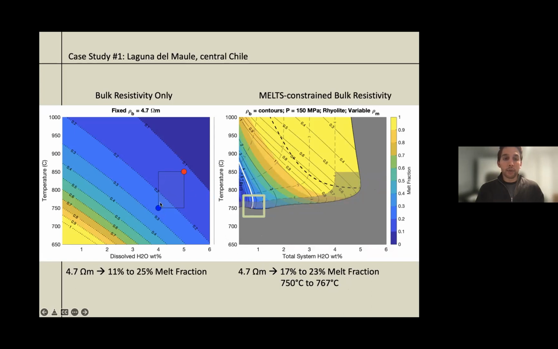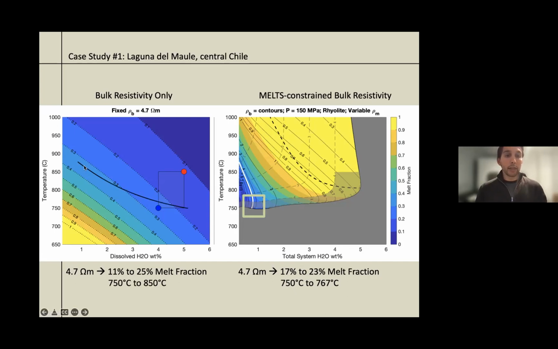Whereas here you're left with a range of temperatures from 750 to 850 degrees, here you've actually constrained it a little bit to the lower end or the cooler end of temperatures. And you've cut the uncertainty in melt fraction by about half as well. And not only that, but your interpretations are actually thermodynamically consistent with melting relationships.